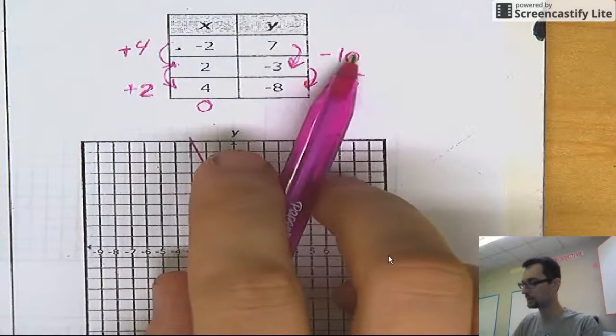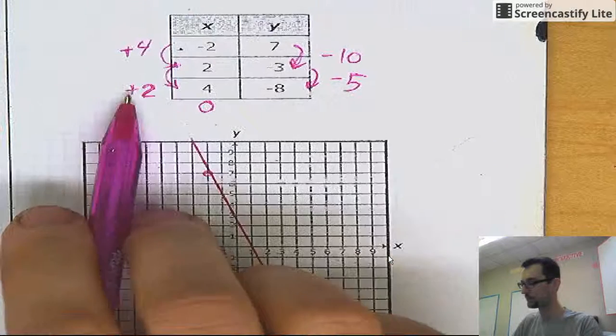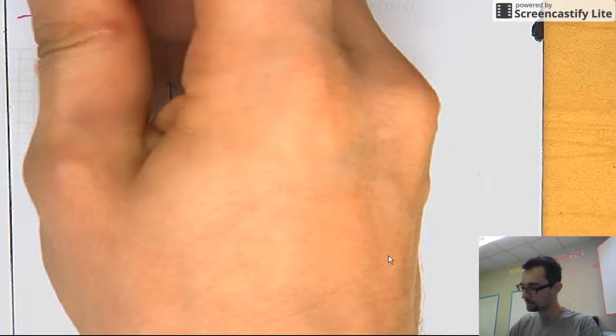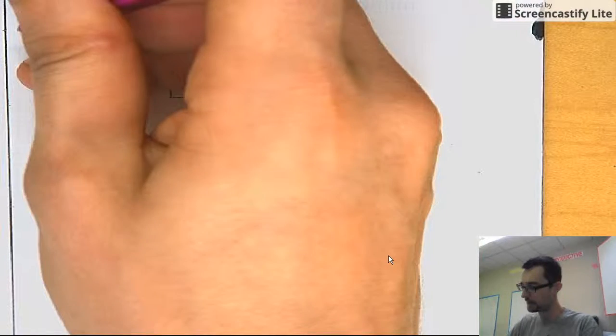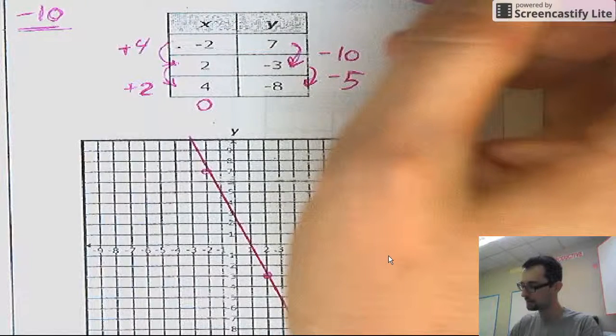It goes down 10 for every 4, which is the same as 5 over 2. So let me write this. It goes down 10. Let's put y over x. Let's see what we get. It goes down 10 every time x goes up 4.